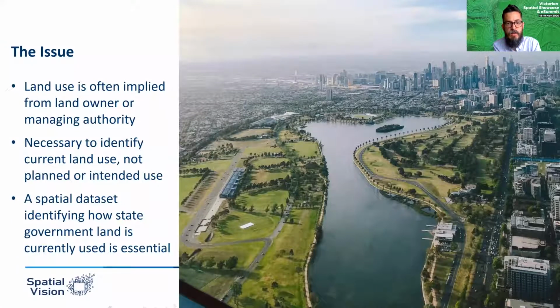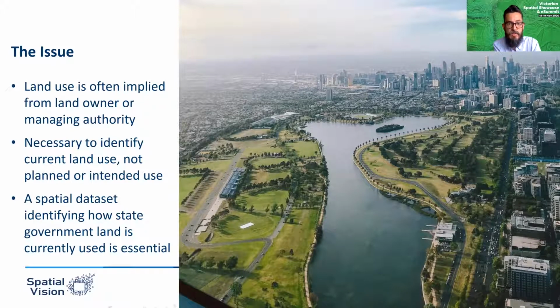Land use is often implied from the government authority owning the land. For example, land owned by the Department of Education is likely to be identified as used for educational purposes, or land managed by Parks Victoria or a similar authority, a park for example, can be identified as a park or reserve. However, this is not always the case, and this can also ignore complementary or associated uses within an area.